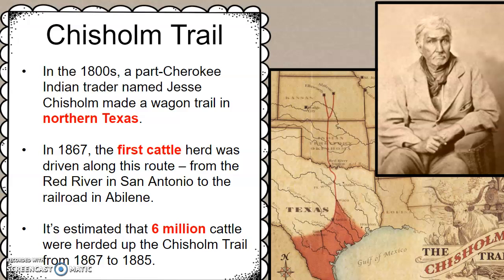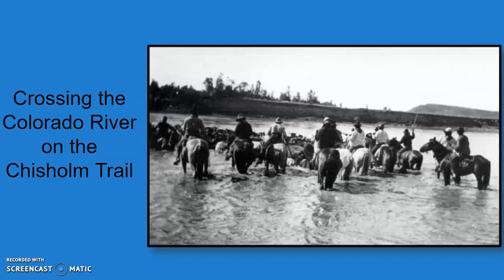And for the next little under 20 years, we have over 6 million cattle that were herded up this direction. There's a couple different paths that they took, but over 6 million during this time period, so that they could get those cattle out to other parts of the United States.